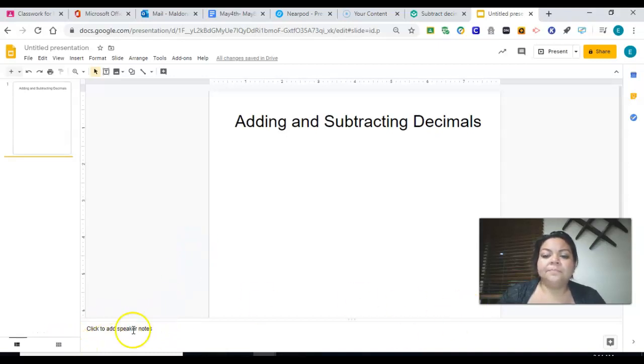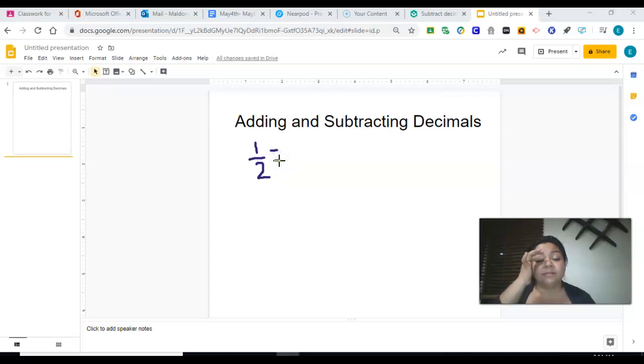All right, hello class. We're going to be working on adding and subtracting them. So one of the things that I want to go over is converting fractions to decimals and decimals to fractions. So I'm going to put a very easy example, 1/2. When you're doing a half and you want to convert it to a decimal, there's two ways that you can think about this. The first way, which is a little longer, is to divide.